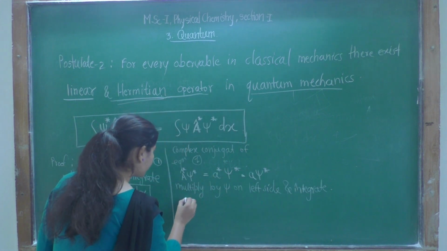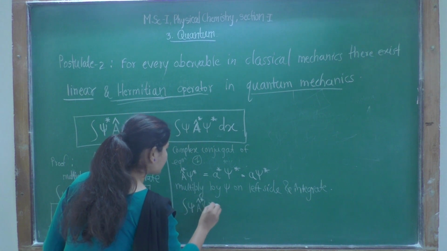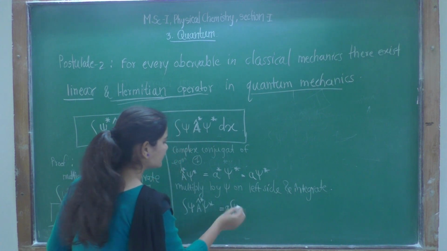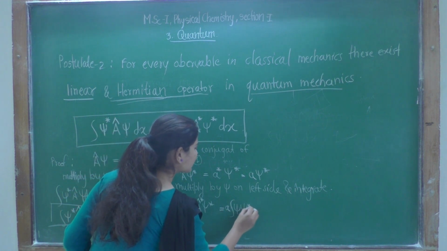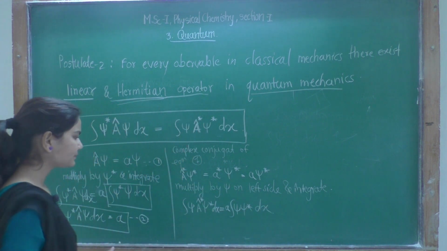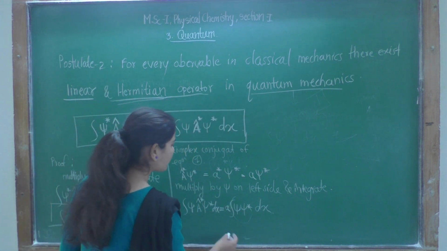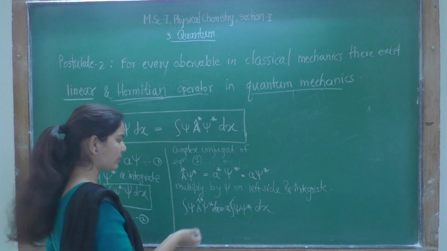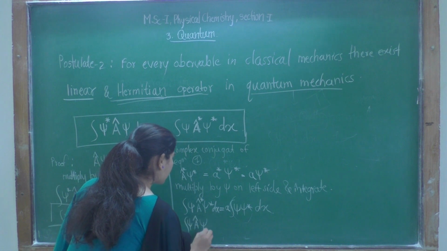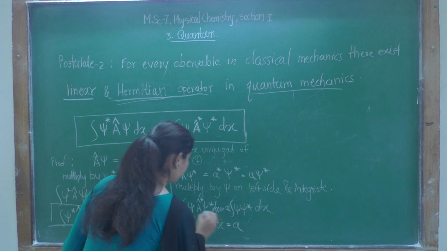What we will get? Integration of psi A cap star psi star is equal to integration of psi, A is constant, take it outside the integration, psi star dx. Here also dx. Now what is integration of psi star psi dx? It can also be written as 1 because the function is normalized, and therefore we got integration of psi A cap star psi star dx is equal to A.